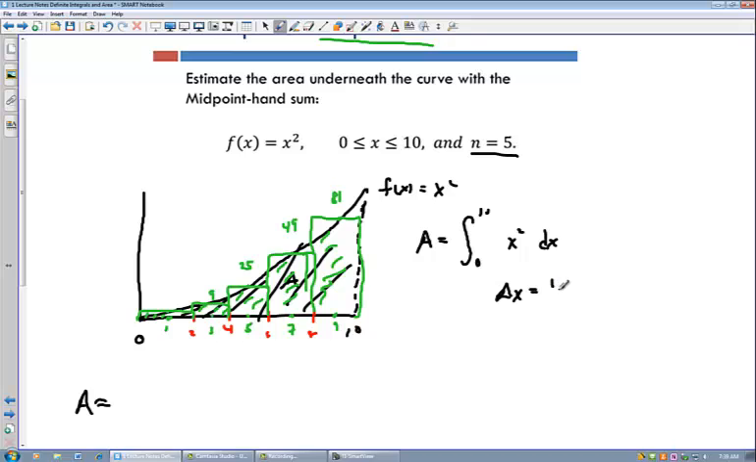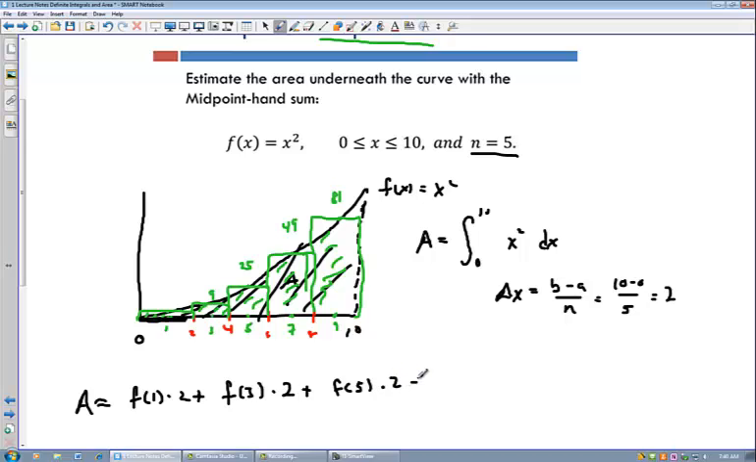But again, you can compute it if you really want to. B minus A over n, so this is 10 minus 0 over 5, and so it's equal to 2. Again, that's just this distance from here to here, 0 to 2. And so what I have is f of 1 times 2, plus, using the midpoints to plug in my function, f of 3 times 2. And I've already computed these, plus f of 5 times 2, and you should get 5 terms because you have 5 rectangles, f of 7 times 2, plus f of 9 times 2.